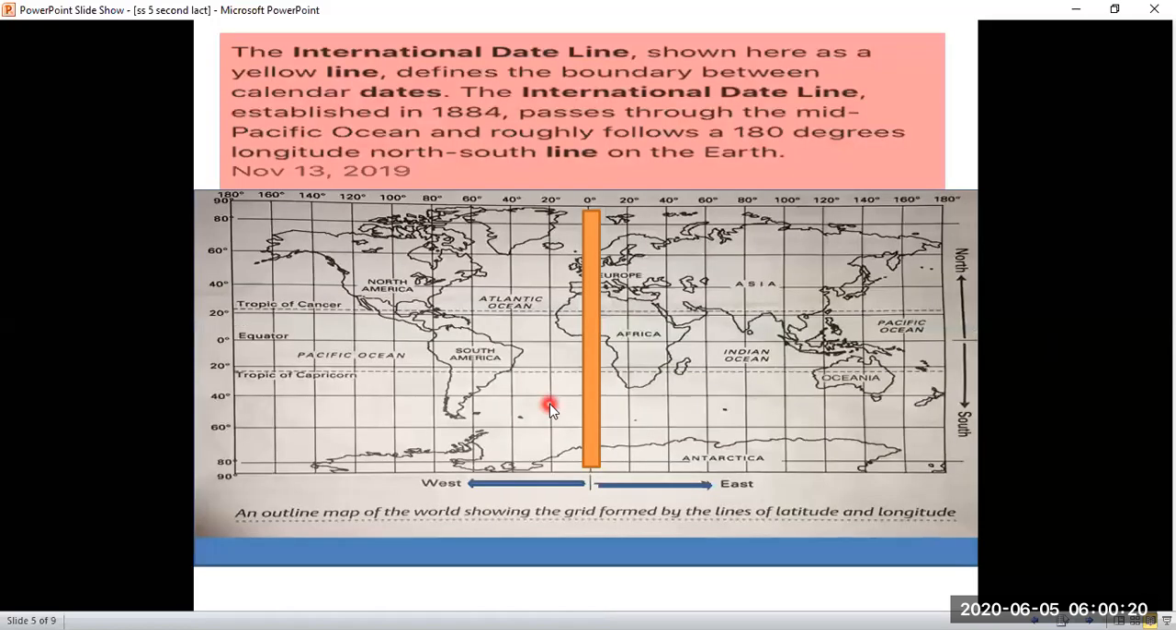So now, if we look at this map, an outline map of the world showing the grid formed by the lines of latitude and longitude. So here are the two lines: this line is called longitude, and the other is latitude. Look here, this side is the west, as we learned in the previous lecture, and here we have the east.